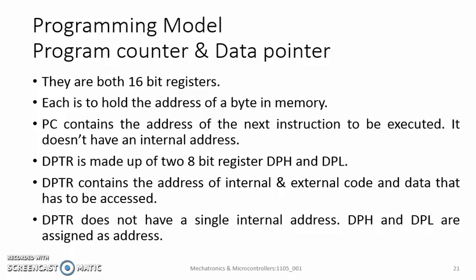Whereas the data pointer, or in short DPTR, is a 16-bit register which can be used as two 8-bit registers, namely DPH and DPL. It holds the address of internal as well as external code and data that can be accessed. It does not have a single internal address. DPH and DPL are assigned with respective addresses.